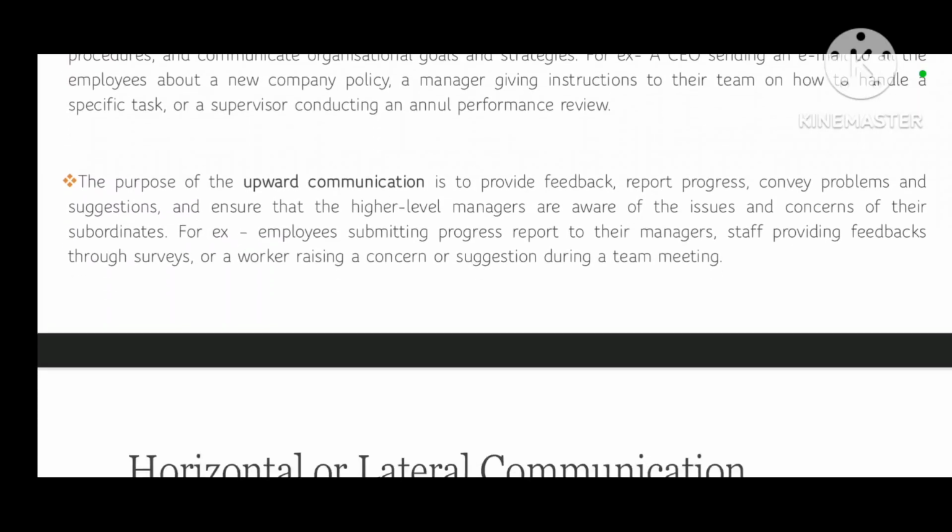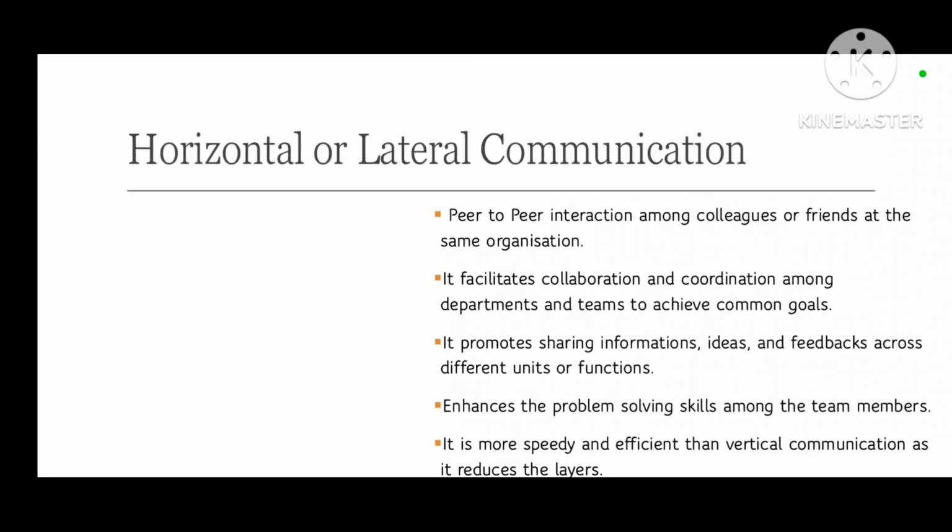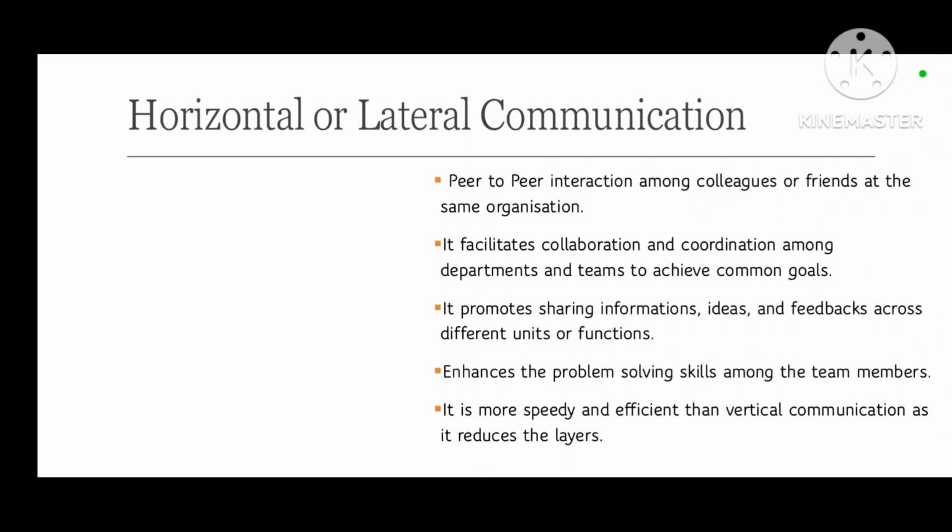Now, okay, we will talk about the second type, that is horizontal or lateral communication. Horizontal communication is also known as lateral communication. So in the previous type, in the vertical communication, we saw that the communication took place between the people of different levels, those who have different positions, different hierarchies, different authorities, right? But here horizontal communication takes place between the people who are at the same level, right?